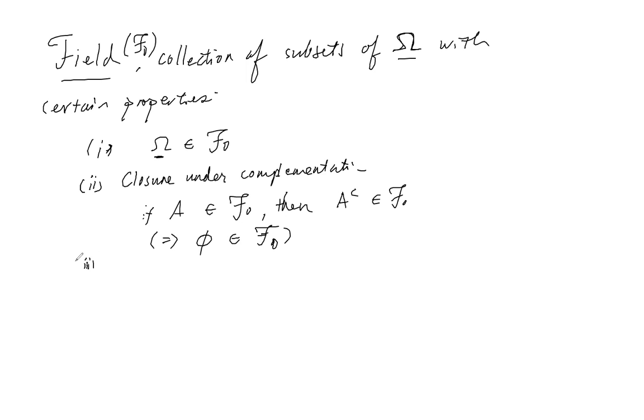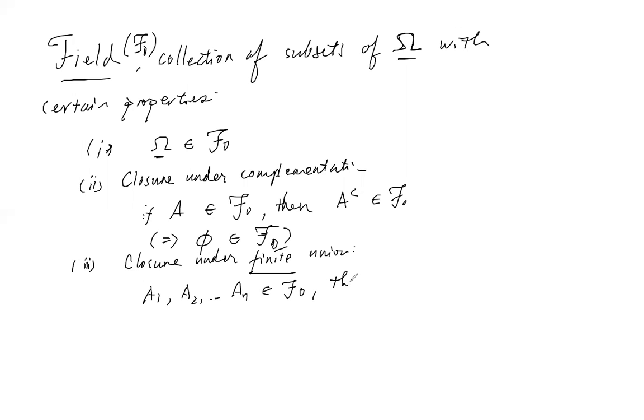And number 3, closure under finite union. Here we just talk about the finite union because the sigma field is an extension, where you extend finite union to countable union. Finite means you just have, let's say, up to n only, then their union is also in F naught.